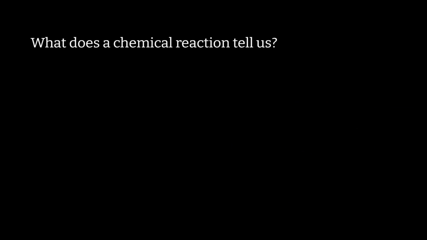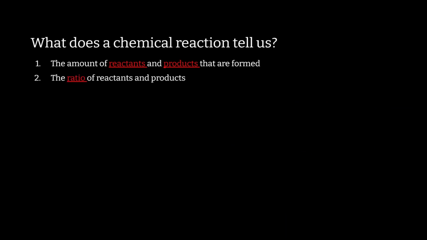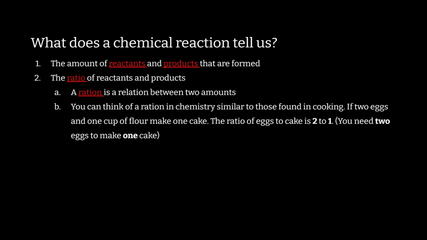Now, what does our chemical reaction tell us? It is able to tell us quite a few different things. The first is the amount of reactants and products that are formed. The second is going to be the ratio of reactants and products. Now, remember that a ratio is a relation between two amounts. You're able to think of this in chemistry similar to ratios found in cooking.